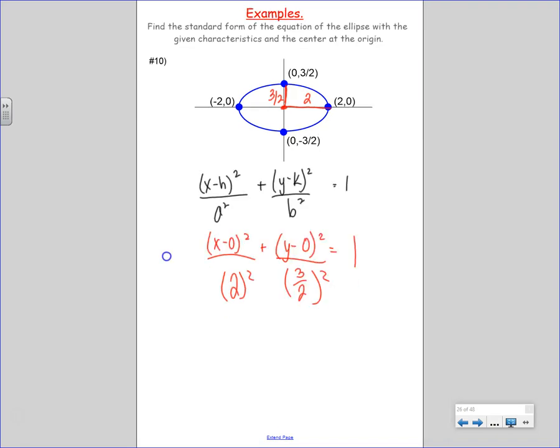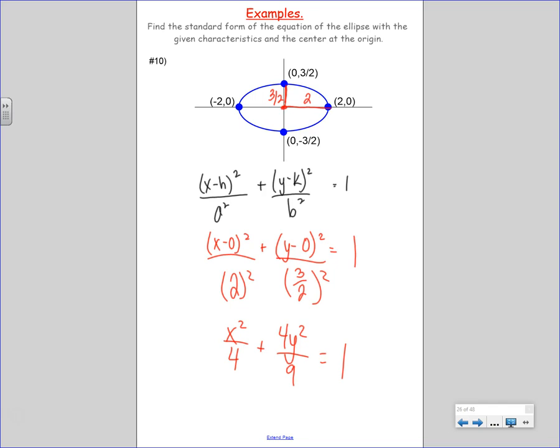Could they make this look a little prettier? Probably. You could do x squared over 4 plus, can we do 4y squared over 9? Do you know what I'm talking about? Because it would have been over 9/4. Dividing by 9/4 is multiplying by the reciprocal, 4/9.